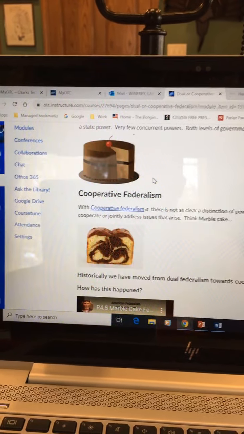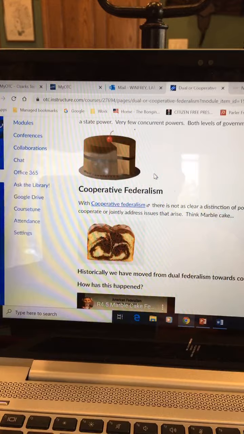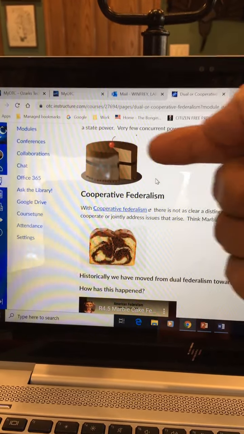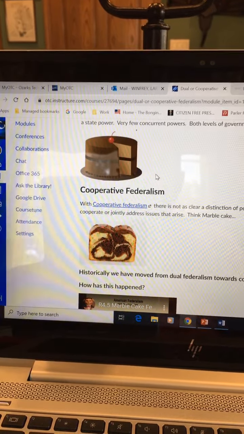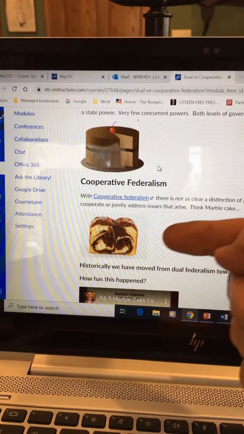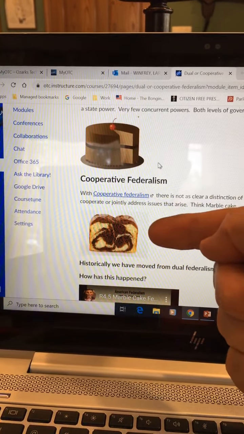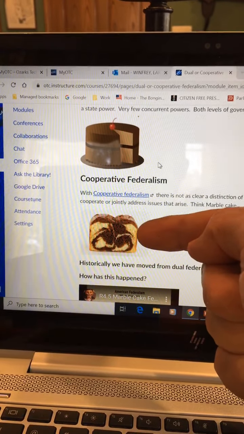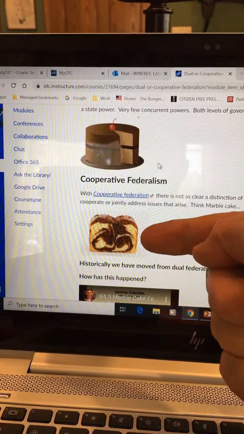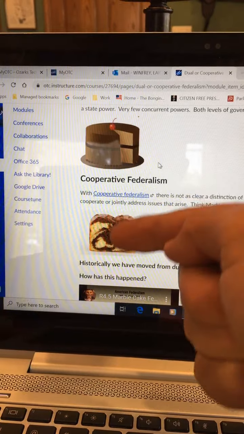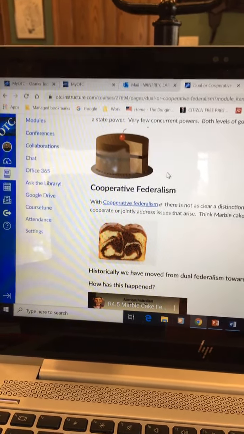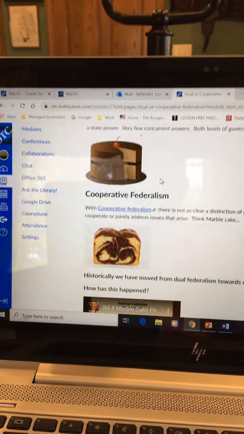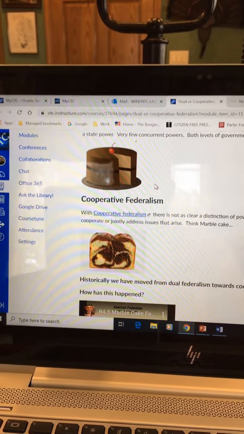And so we think back to our analogy of the layer cake of dual federalism, we can also think of an analogy, staying on the cake theme, of a marble cake to show cooperative federalism. And as you can see in cooperative federalism, there's not distinct layers. They're kind of intermingled with one another. They both share authority over the same type of things. Okay?